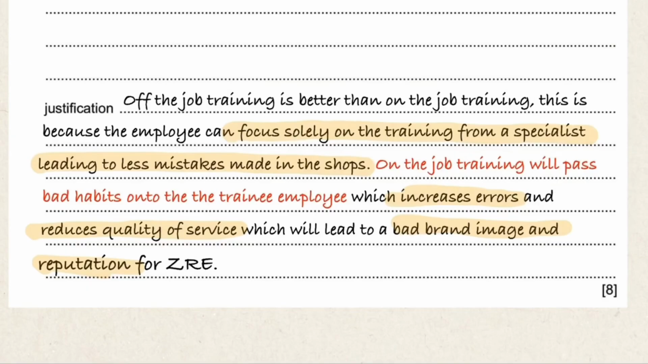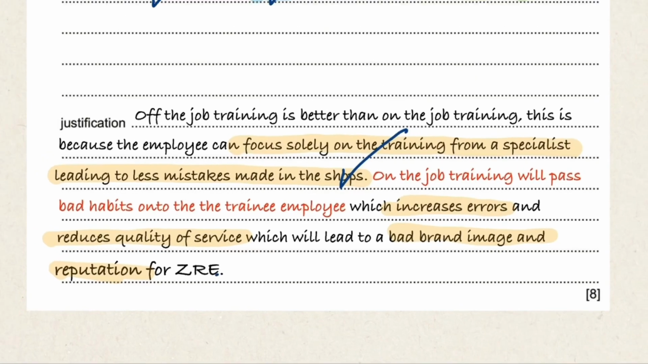And for the justification, our first evaluation point is to justify why off-the-job training is better. So off-the-job training is better than on-the-job training. This is because employee can focus solely on the training from a specialist, leading to less mistakes made in the shops. And then we need to justify why off-the-job training is better than on-the-job training, as on-the-job training will pass on bad habits to the trainee employee, which increases errors and reduces quality of service. This leads to bad brand image and reputation for ZRE.